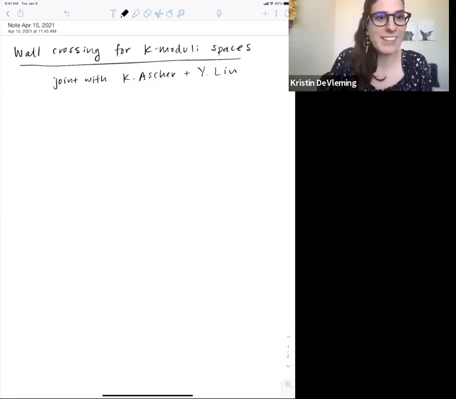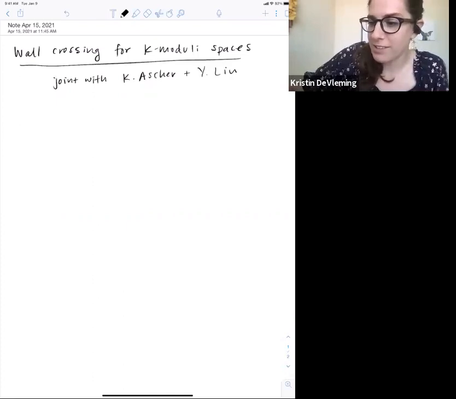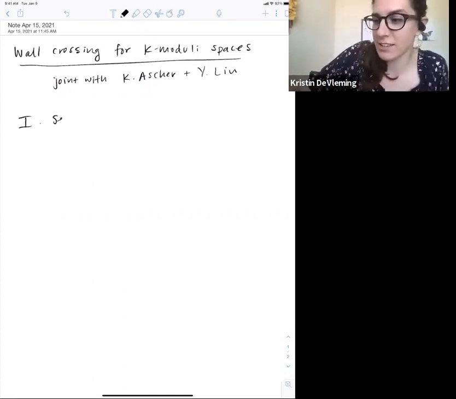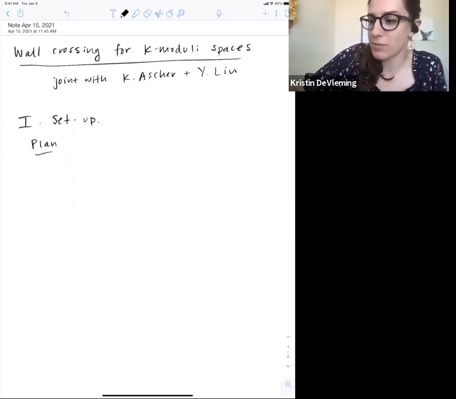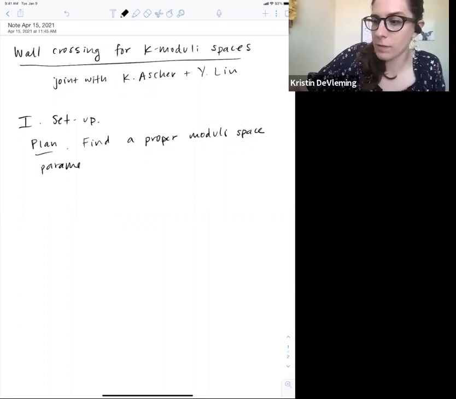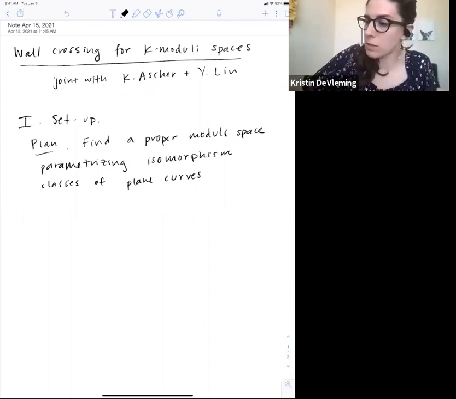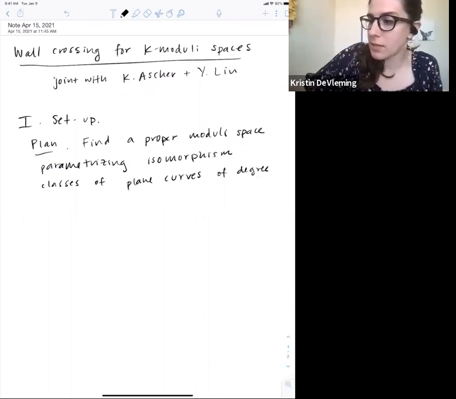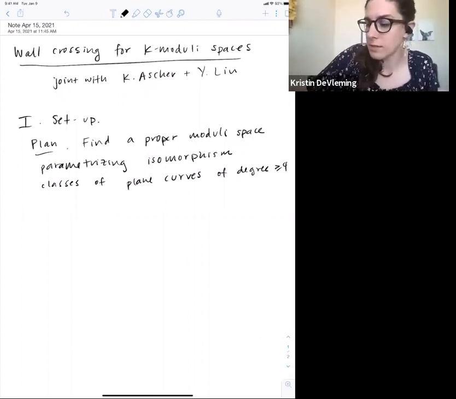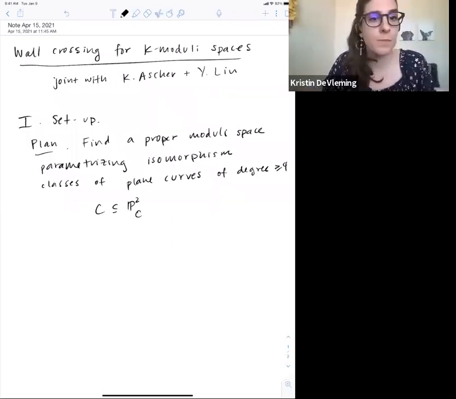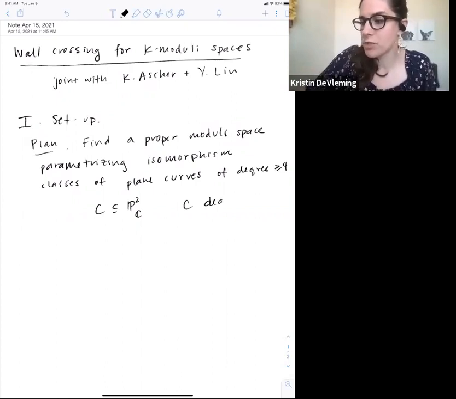So let's get started. We will start with a setup with the motivating example of today's talk. Our plan will be to find ultimately proper or compact moduli spaces parameterizing isomorphism classes of plane curves. There's a reason we'll be talking specifically about plane curves, but we can generalize this beyond this as well. So plane curves of degree, how about we say at least 4? A plane curve to me is going to be a curve inside P2, and we'll work over the complex numbers. And C is defined by a homogeneous polynomial of degree D.